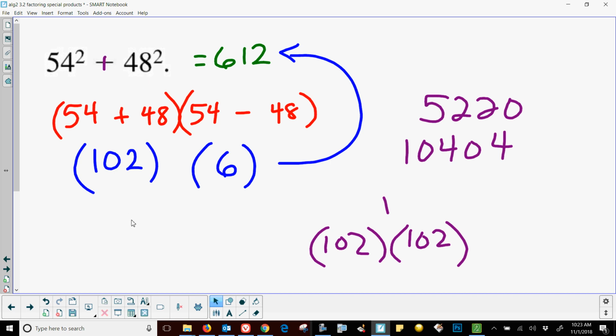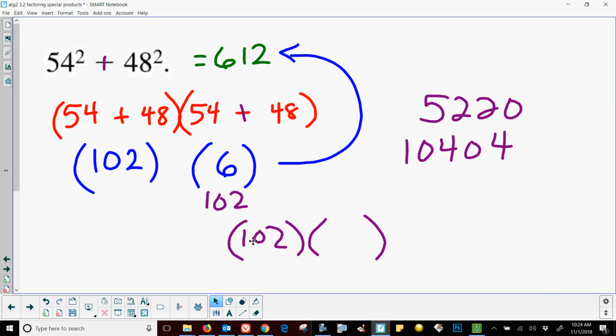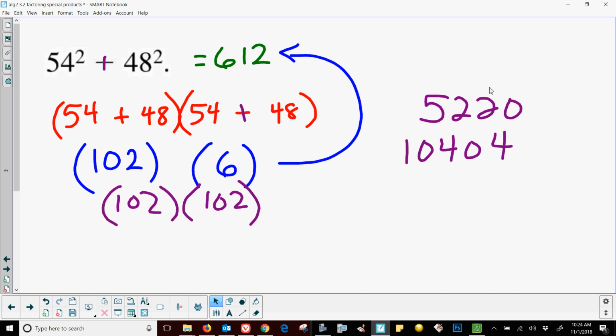Then I brought this on. I said, well, what happens if that's a plus? Can we still do this? And, well, maybe this is also a plus. And then all of a sudden, this also becomes 102. And then we have 102 times 102.